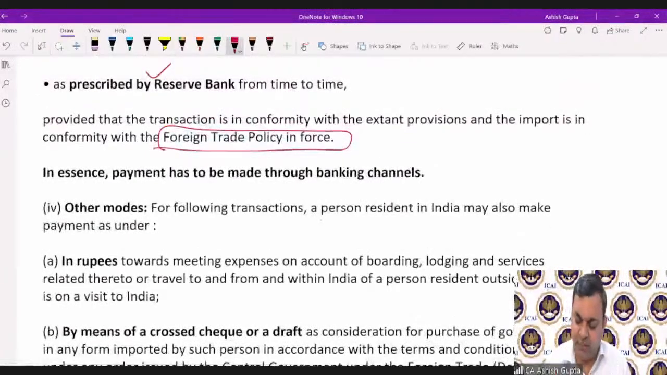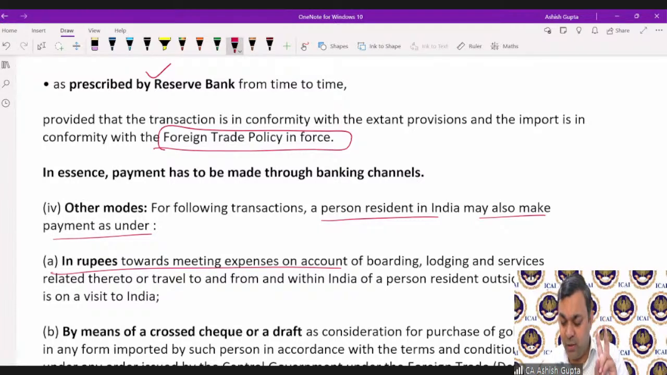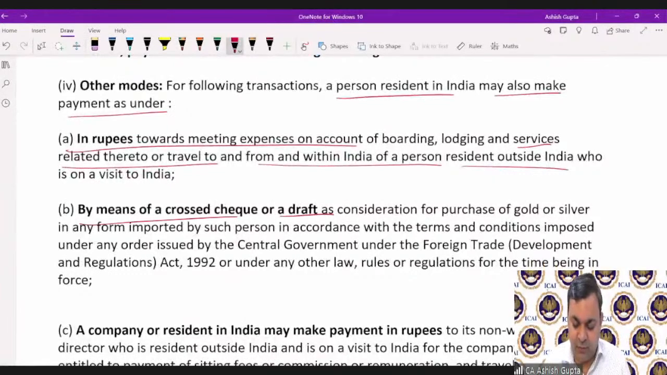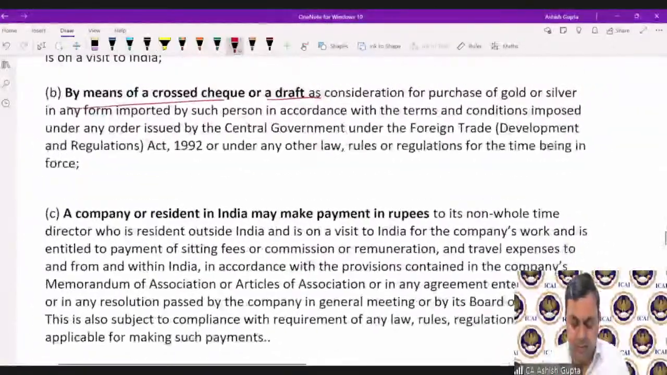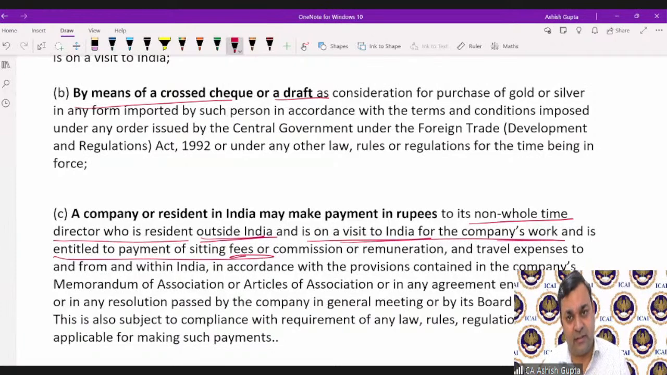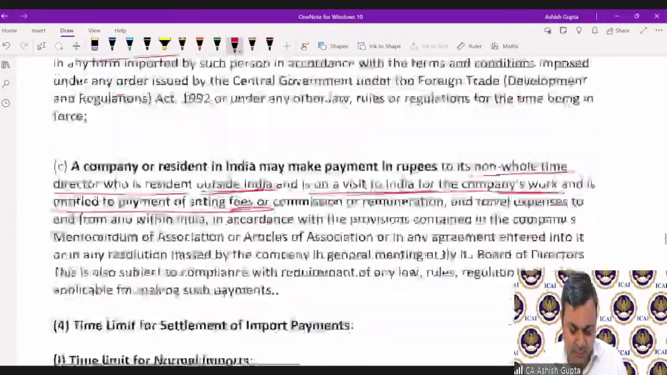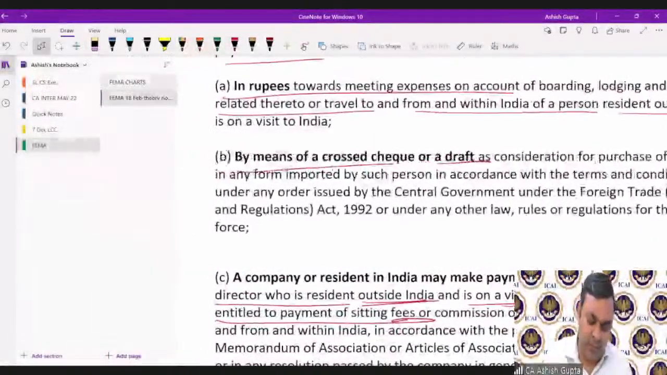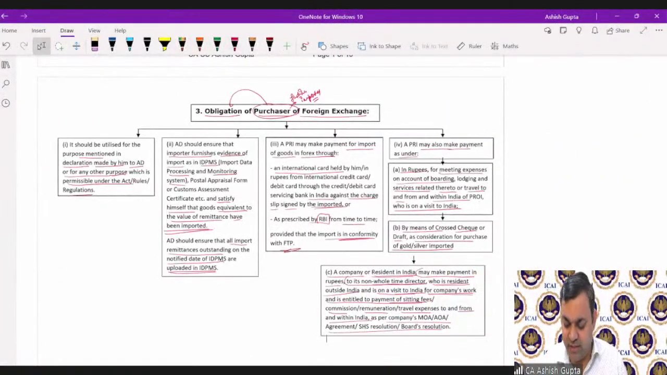other modes means for that a person resident in India may also make payment in Indian rupees to meet the expenses of boarding, lodging, services related to or travel from or within India of a person resident outside India who is on visit to India by means of cross-check draft. A company or a resident in India may make payment in rupees to its non-whole-time director who is a resident outside India and who is on visit to India for company work and is entitled for payment of sitting fees, right? Sitting fees that is allowed as per the prescribed provisions of MOA and AOA. So with this, we completed the 3 points of import of goods and services.